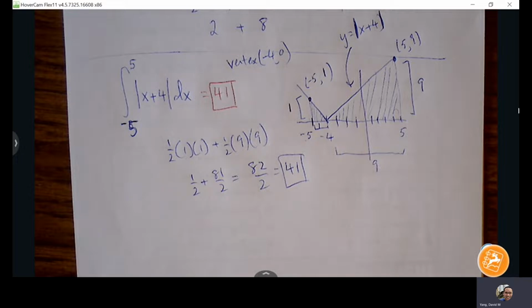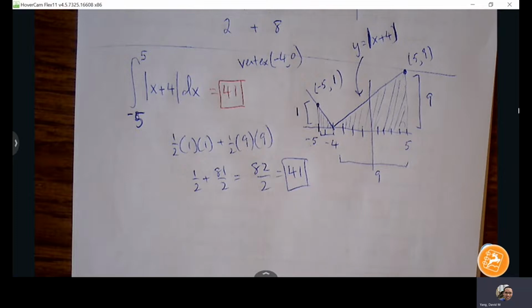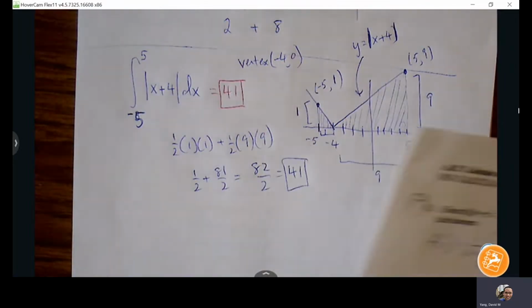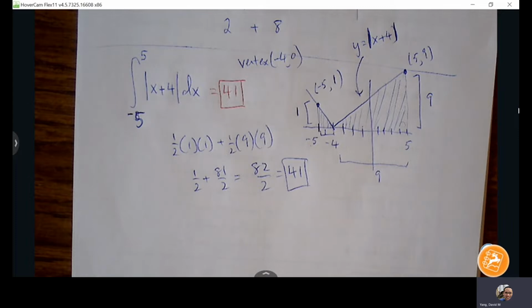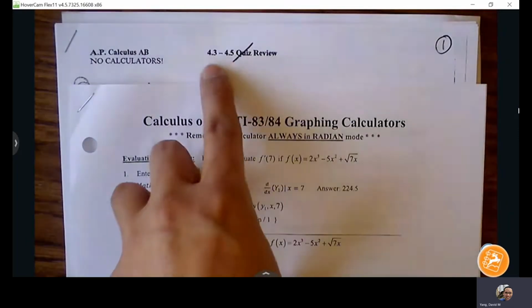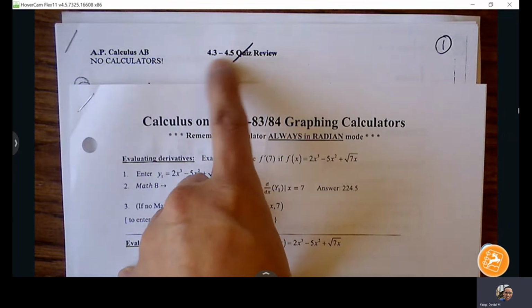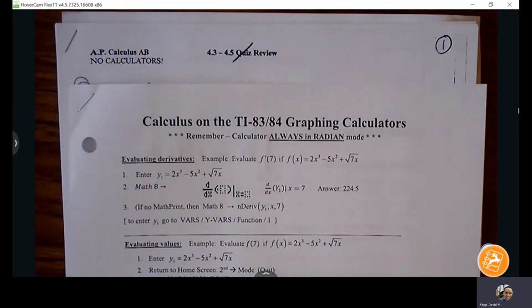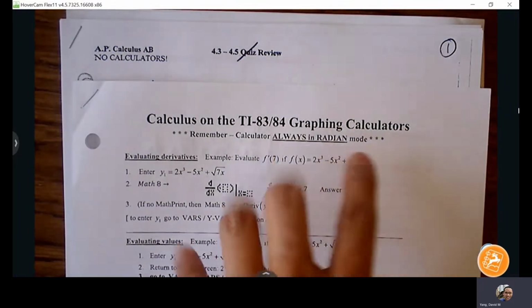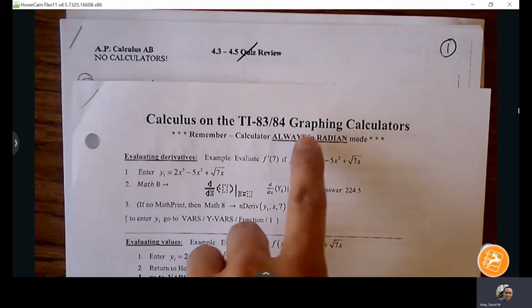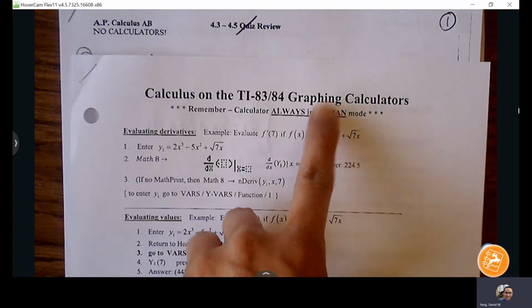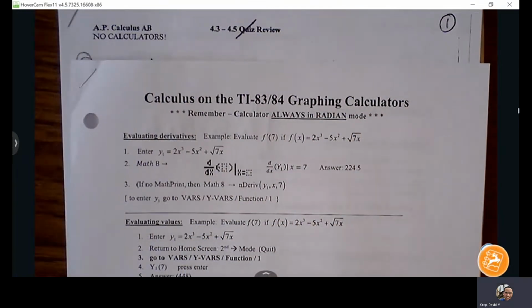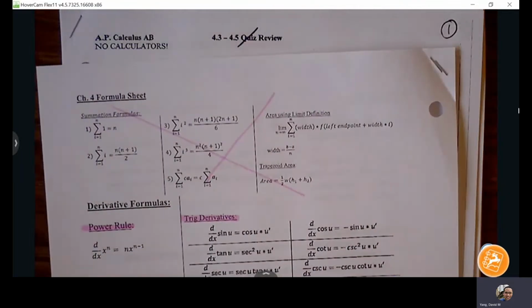Okay, so the new packet that you just picked up. I called this the 4.3, 4.5. Before, in the past, I had a quiz over this section, but we're just going to use this as review for Friday's test. Now, what I want to make sure of before we go through this problem here, on your calculator handout, turn to the very back page. So the back page is the formula sheet that you're responsible for knowing.